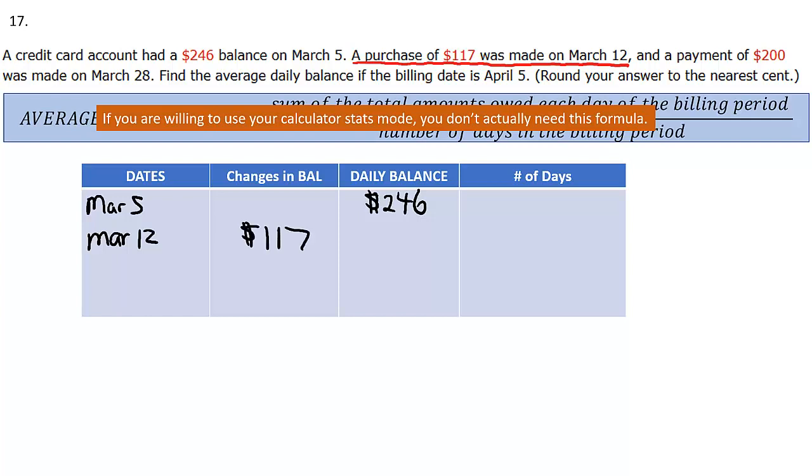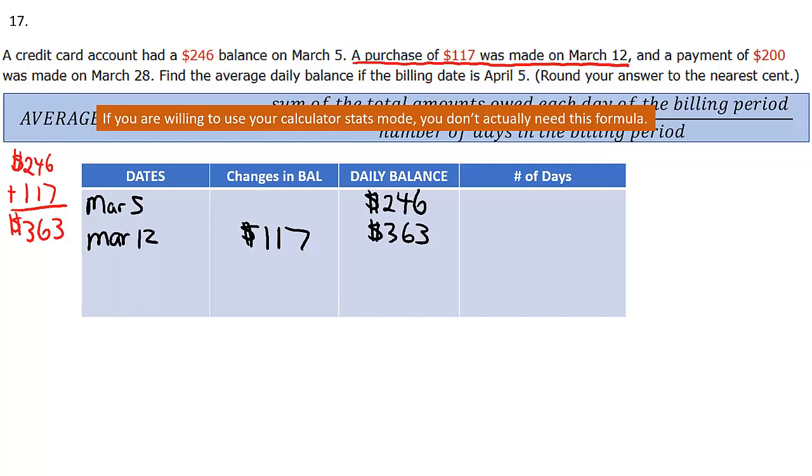What happened on March the 12th? Something was bought with that card that was worth $117. And so the balance went up by $117. It started off being $246. If you make a $117 purchase, now you owe a daily balance of $363.